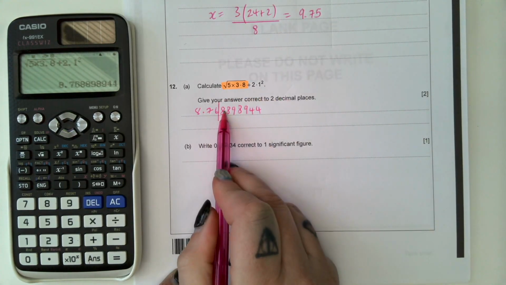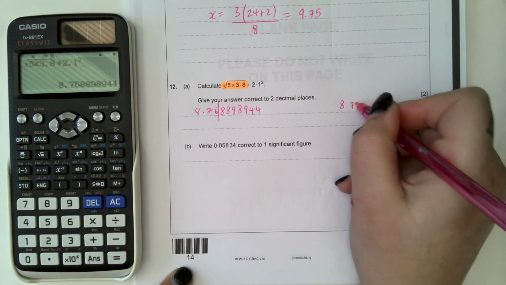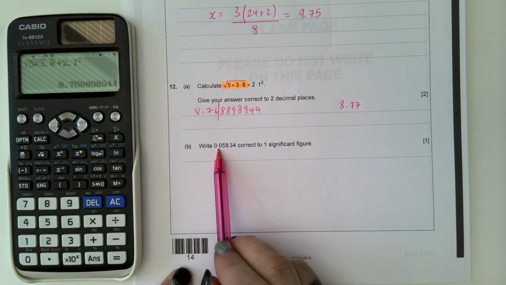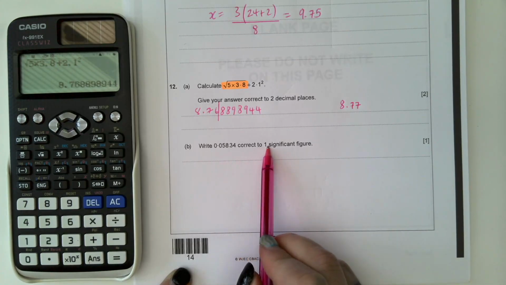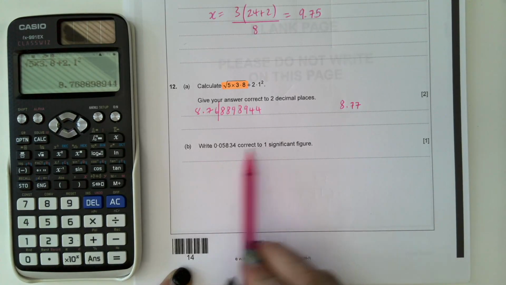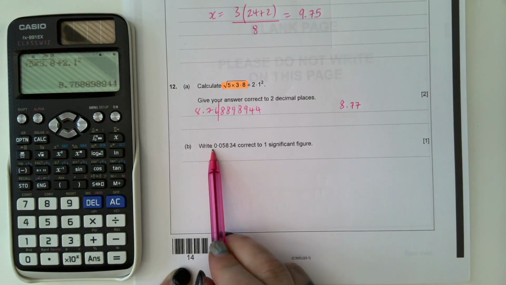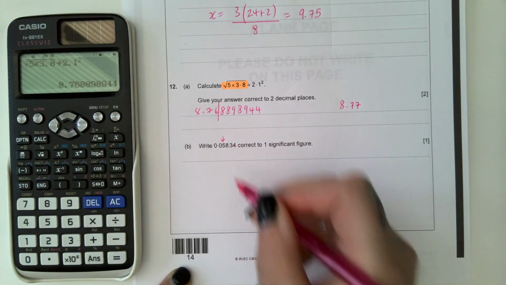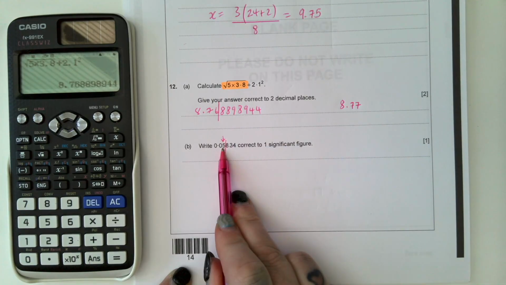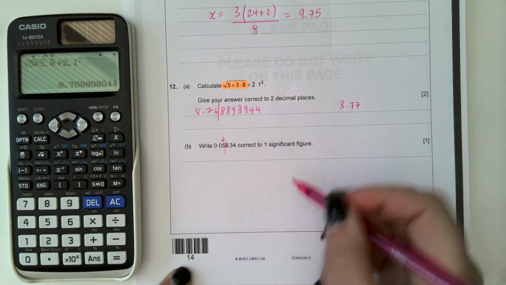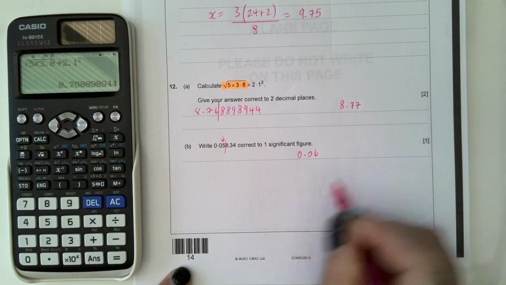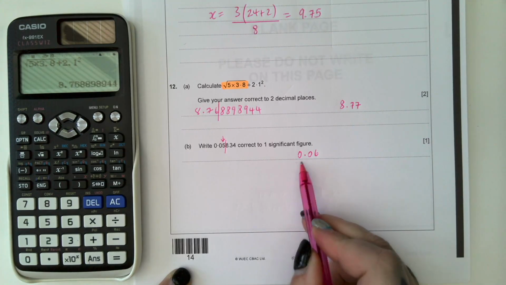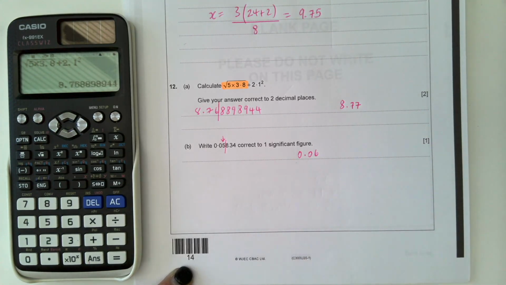The 8 is going to change that 6, so it's 8.77. Part B. Write 0.05834 correct to one significant figure. So when we're dealing with small numbers that start with zeros, these zeros here are not significant. The 5 is the first significant figure, and then the 8 will change the 5 because it's 5 or above. So it becomes 0.06. It's important you keep those zeros. They're not significant in terms of the rounding aspect, but they are significant in terms of the place value of the number.